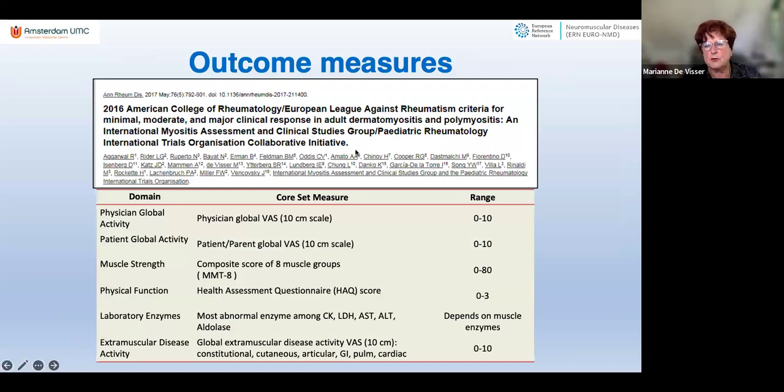They include these outcome measures: muscle strength, as you can see, extramuscular disease activities, enzymes like CK and others, also PRO, a patient-reported outcome, the patient global activity, which is a visual VAS, and also physician global activity and physical function. Those are 6 outcome measures.